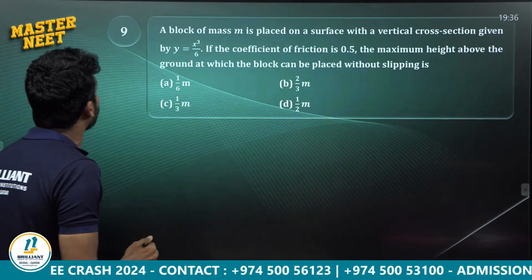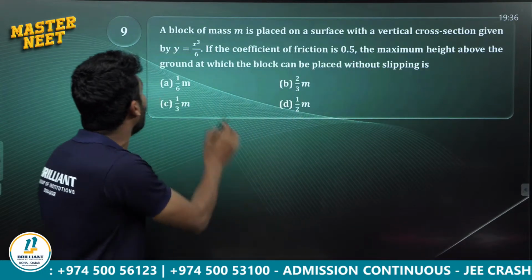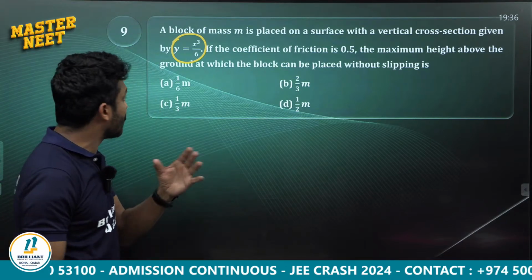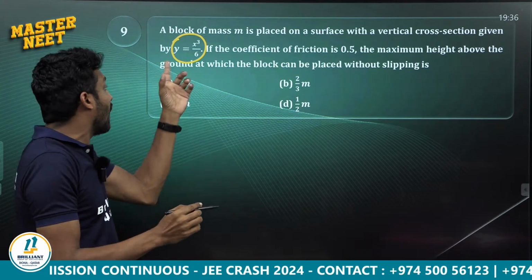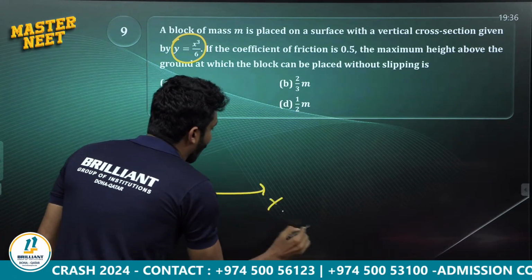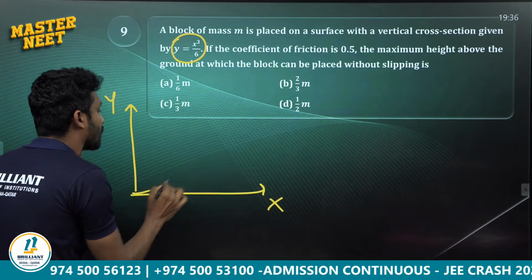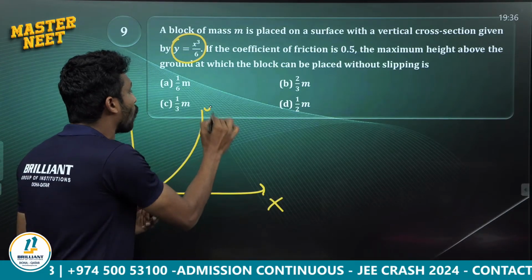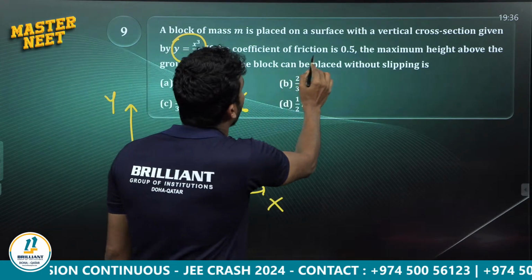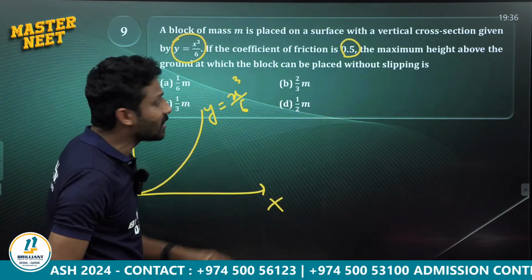Now moving to the 9th. A block of mass m is placed on a surface with a vertical cross section given by y is equal to x³ by 6. There is a surface having the relation between y and x as y = x³/6. This is the x axis and this is the y axis, and the plane is like this. Now the coefficient of friction between the surface and the object is 0.5.